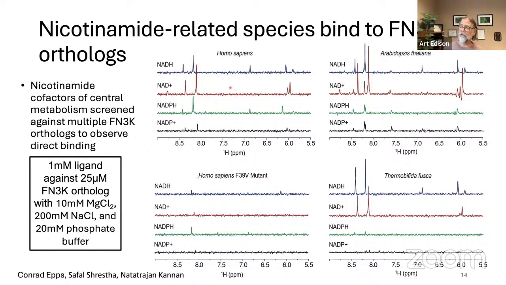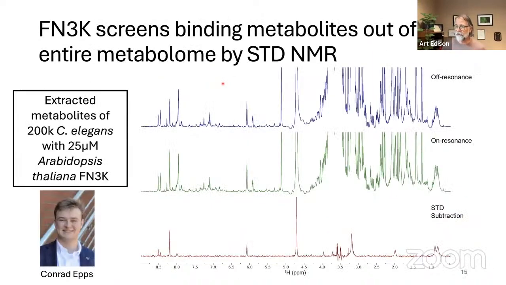So that shows pretty clearly that these are binding. And now the reason I'm telling you about this here in reference to the fraction libraries is that Conrad was also studying at the time Caenorhabditis elegans, and he had available to him a mixture of C. elegans polar metabolites.